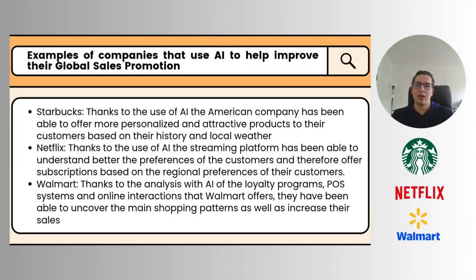Okay, so now that I've talked about how AI can help improve the global sales promotion insights of companies, I'm going to talk about some examples of companies that have indeed used AI to help improve their global sales promotion insights. So in the first case, we have Starbucks. Thanks to the use of AI, the American company has been able to create more personalized and attractive products for customers based on their history and their local weather.